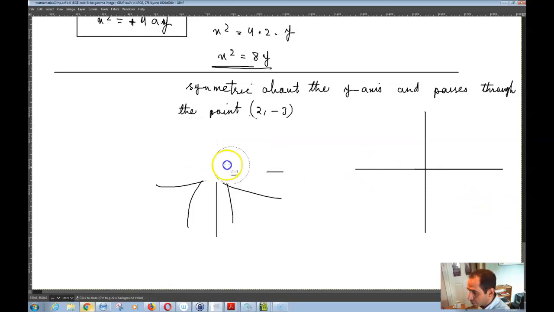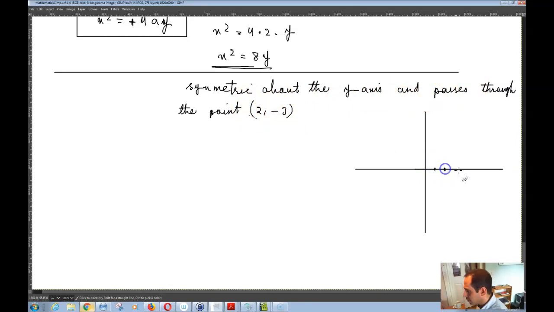So what that means is that now we said that the parabola passes through this point 2, -3. So that is the point where 2, -3. Now, if I have a parabola that passes through this point, it could either be this parabola, or it could be this parabola. It could be both of these parabolas.